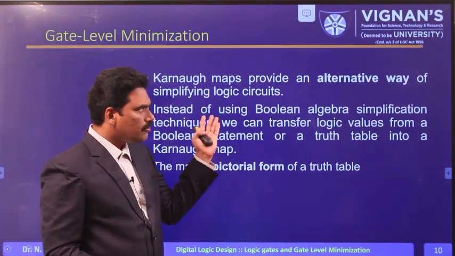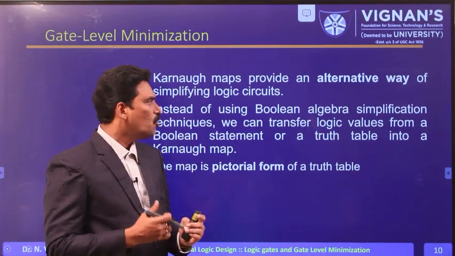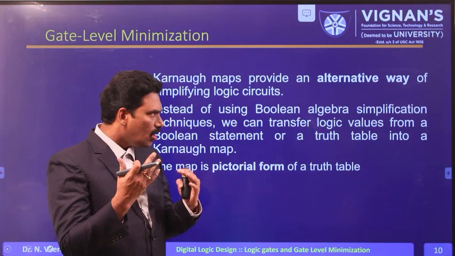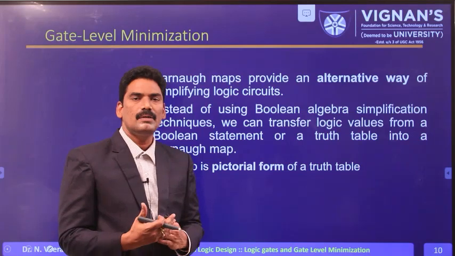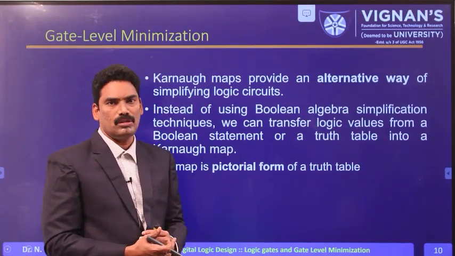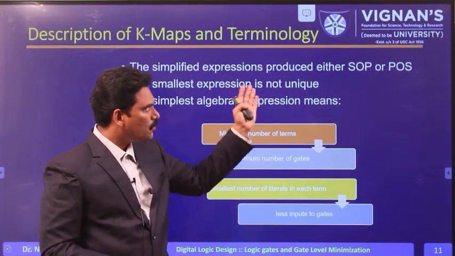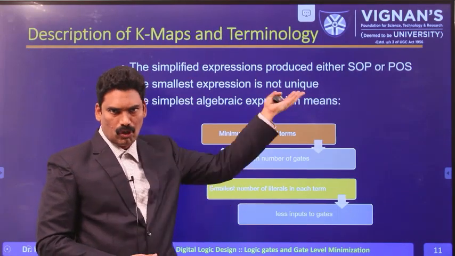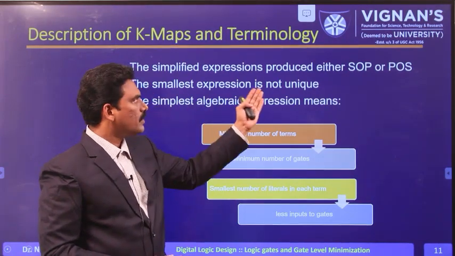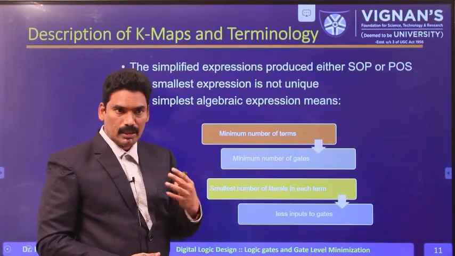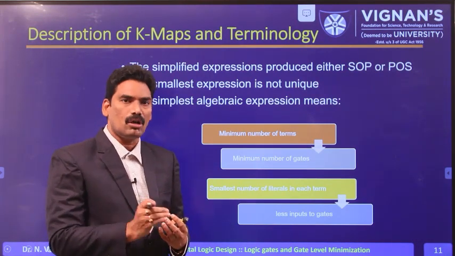Instead of using Boolean algebra simplification techniques, we can transfer logic values from a Boolean statement or truth table into a K-map. This K-map is a pictorial form of a truth table. The simplified expression produced is either SOP or POS. We know this one is sum of products and this is product of sums. The smallest expression is not unique. In this K-map method, after simplification, the smallest expression and the answer is not unique.